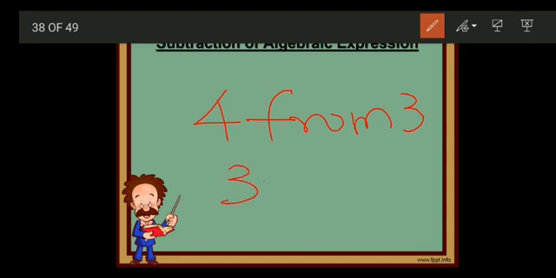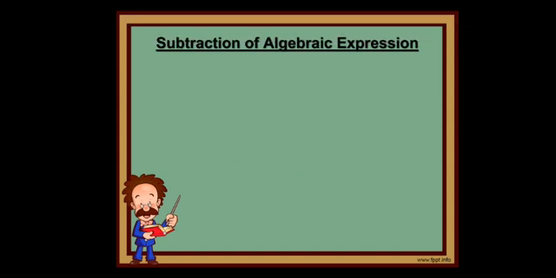So that will be 3 minus 4. Okay, 3 minus 4 will be minus 1. First we'll take like terms and see how to subtract those things. Okay, subtract 6y from 12y.